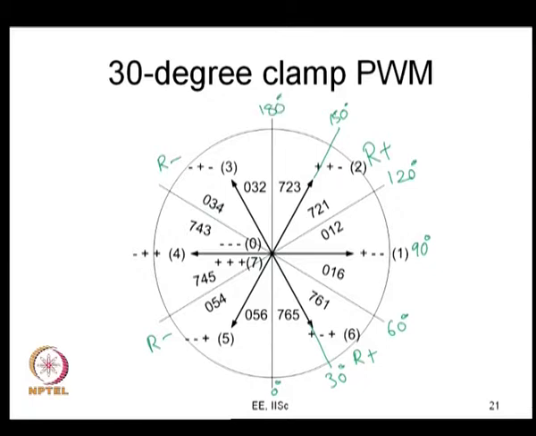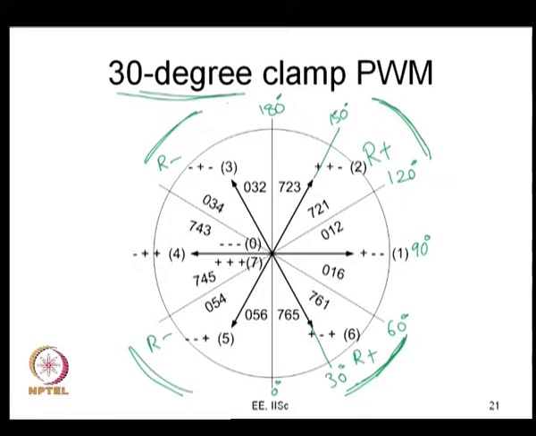You can see that R phase is clamped between 120 and 150, and it is also clamped between 30 and 60. You see 0 to 90 is one quarter, and 30 to 60 is the middle 30-degree duration in a particular quarter. Here again you see it is in the middle 30-degree duration in another quarter. Here also you will find that it is clamped in the middle 30-degree duration in these quarters, and hence we call this 30-degree clamp PWM.